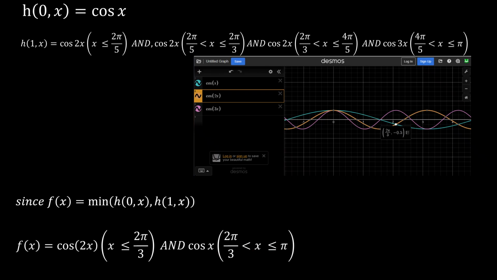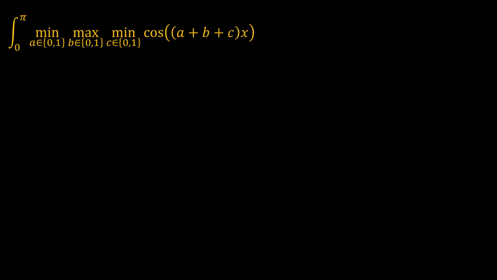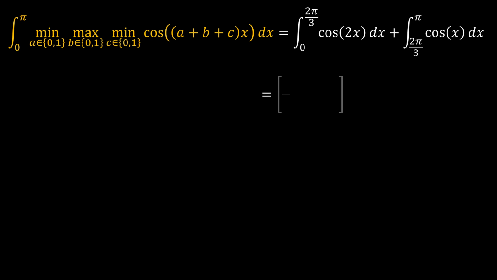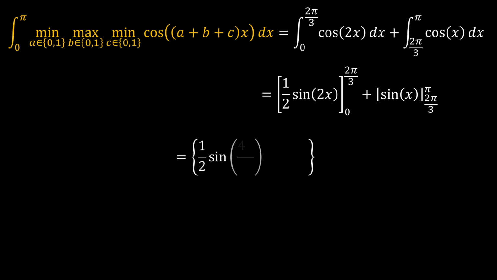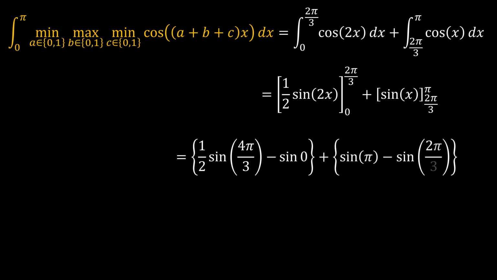becomes the minimum. So our integral now reduces to a two-part integral, where we have an integral of cosine 2x from 0 to 2 pi over 3, and then an integral of cosine x from 2 pi over 3 to pi. So cosine 2x integrated is half sine 2x from 0 to 2 pi over 3, and then cosine x integrated is sine x. So substituting in the limits, we have half sine 4 pi over 3 minus sine 0, plus sine of pi minus sine 2 pi over 3.